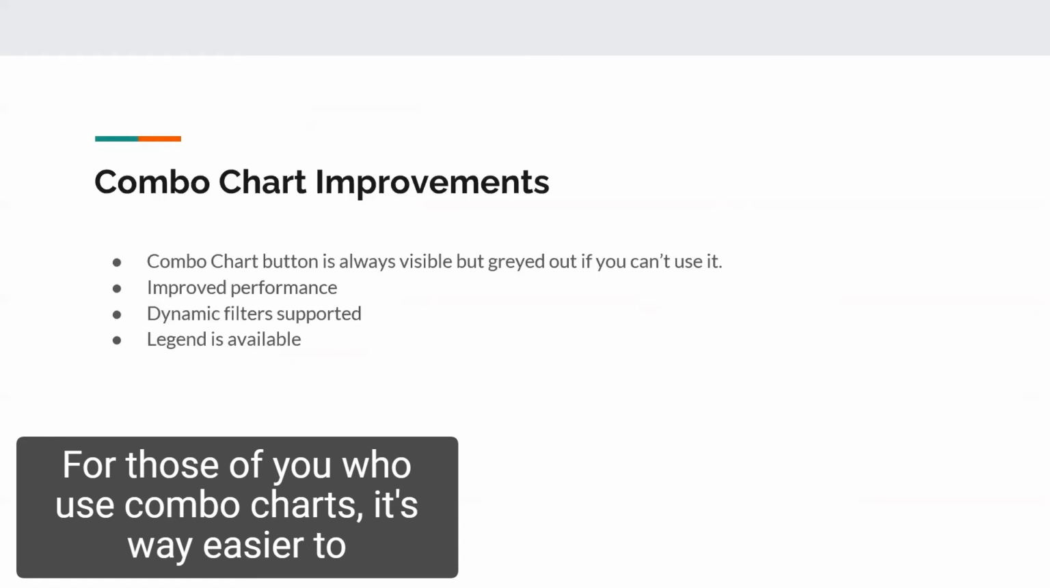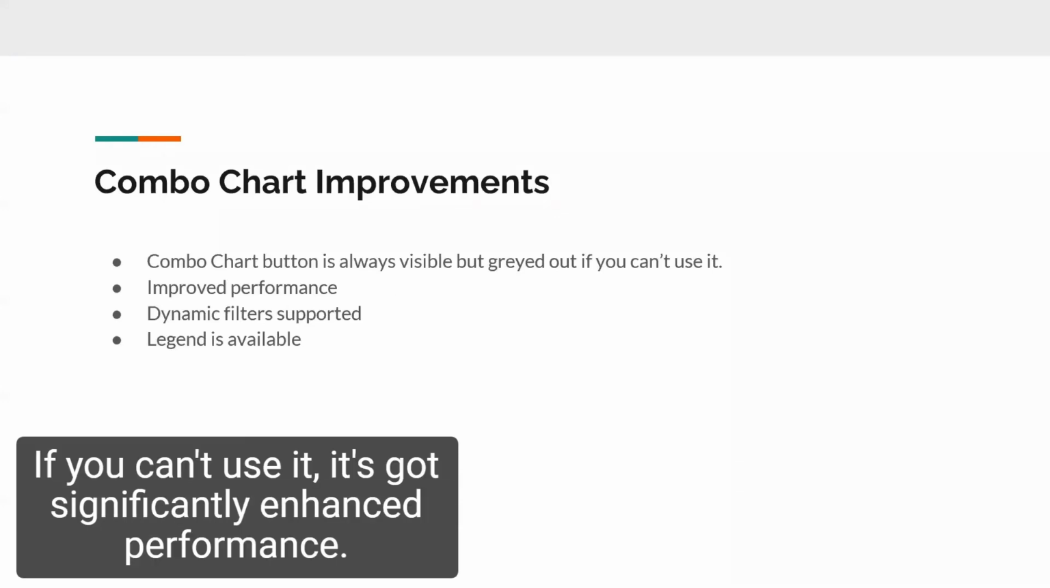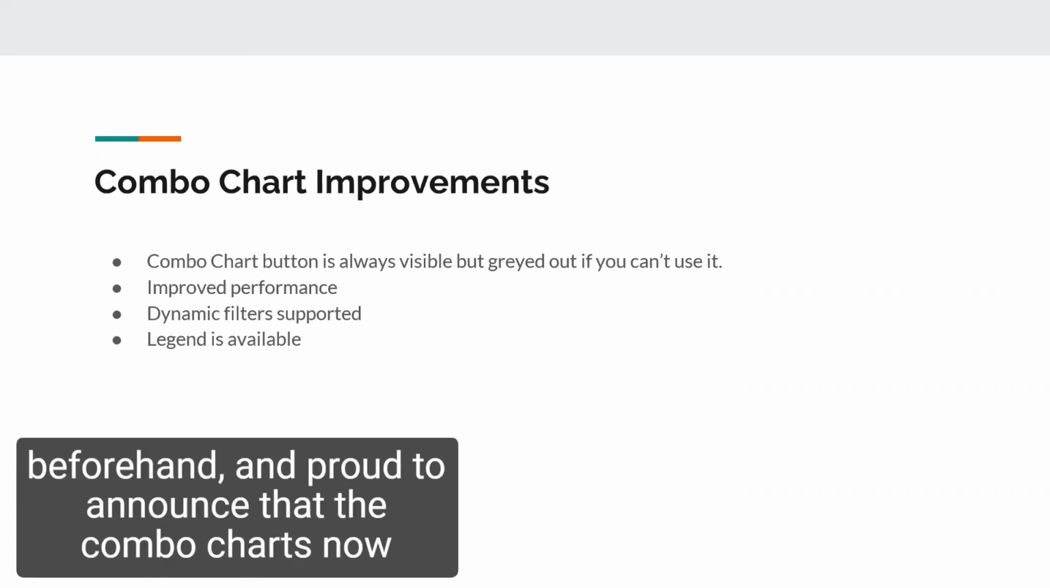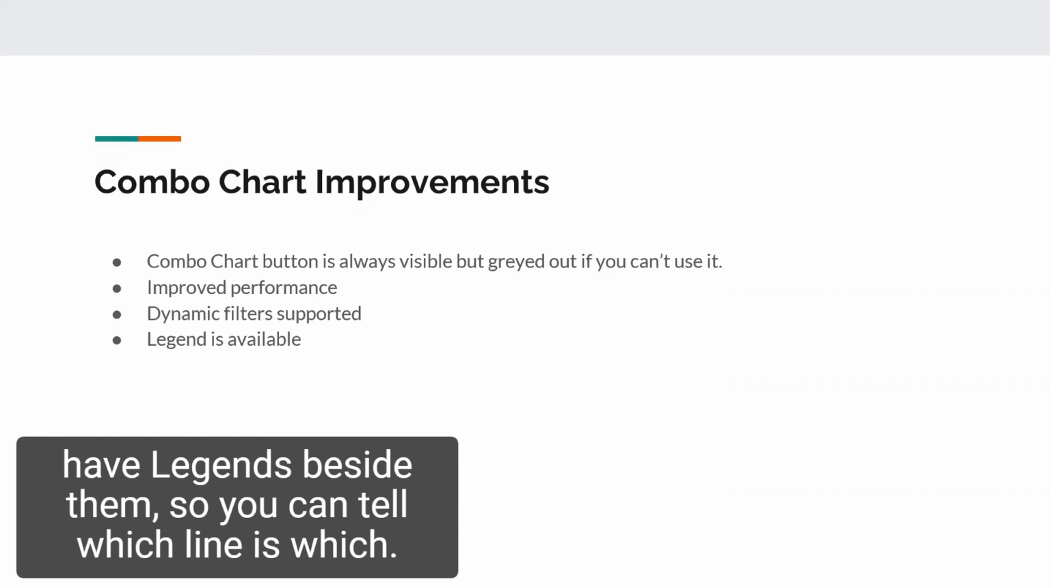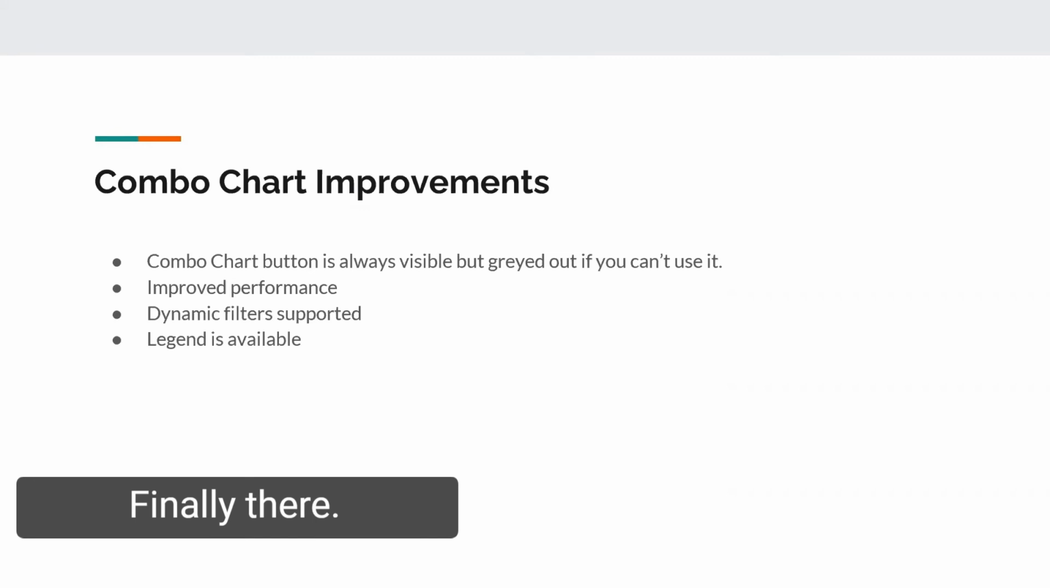For those of you who use combo charts, it's way easier to wield. The combo chart button is always visible, but it's grayed out if you can't use it. It's got significantly enhanced performance. It now supports dynamic filters, which was a major problem beforehand. And I'm proud to announce that the combo charts now have legends beside them, so you can tell which line is which. So combo charts are now finally there.